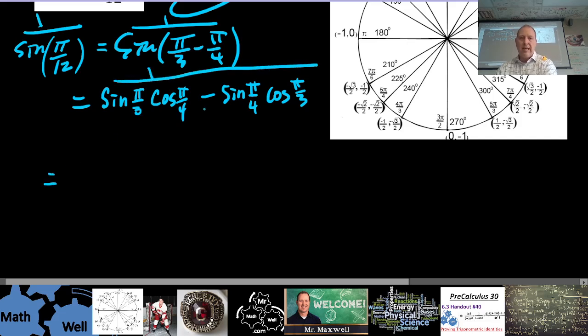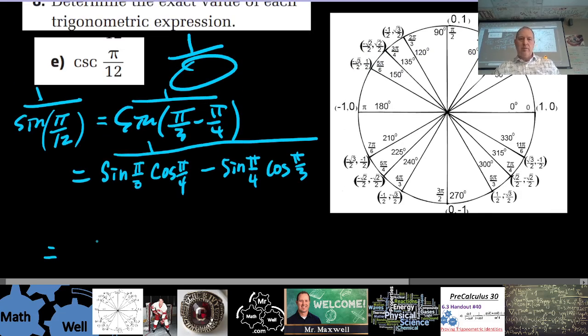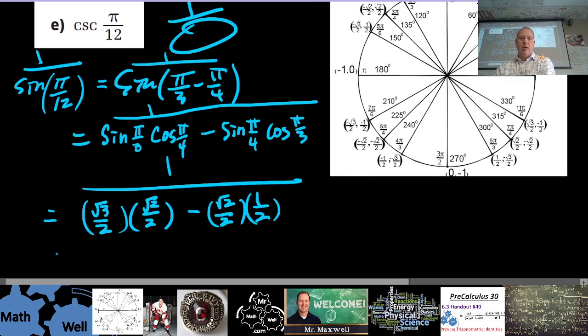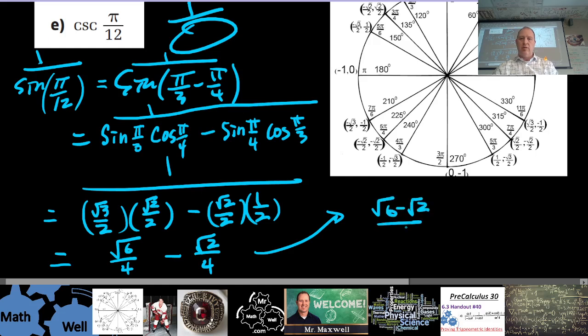So sine of pi over 3 is what? Root 3 over 2? Okay. Times cos of pi over 4, root 2 over 2. Minus root 2 over 2 is sine of pi over 4. Cos of pi over 3 is 1/2. And we're doing 1 over. So we multiply this together, what do we get? Root 6 over 4 minus root 2 over 4. Okay. So this is going to be root 6 minus root 2 all over 4.